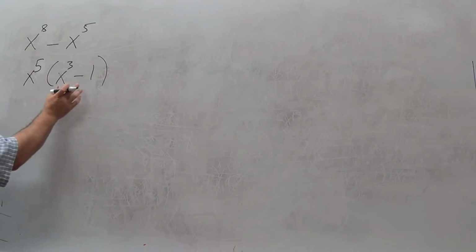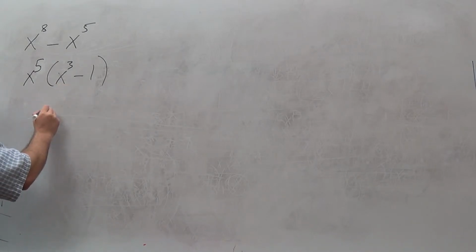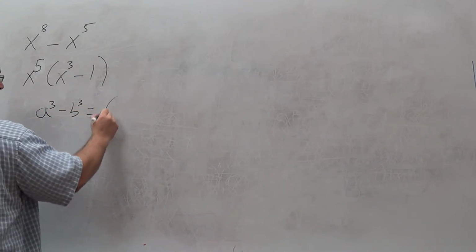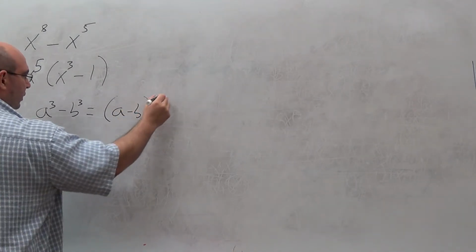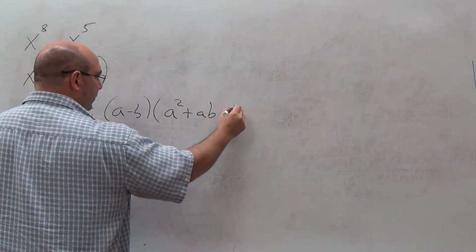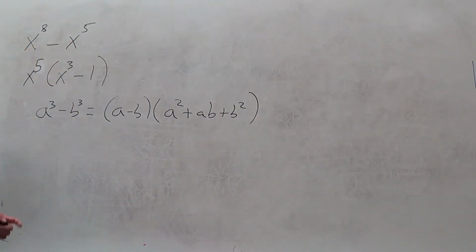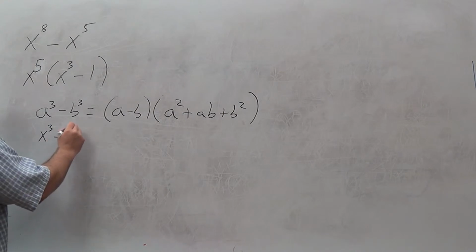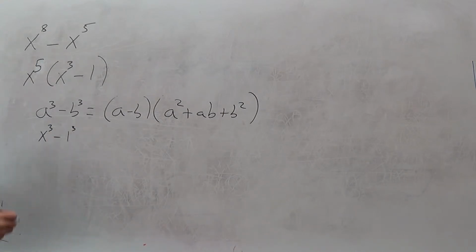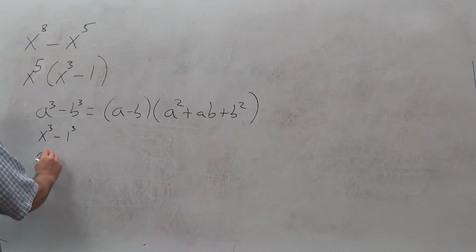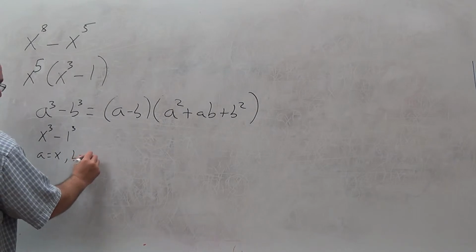Okay, now this right here should remind you of a cubed minus b cubed is equal to a minus b times a squared plus ab plus b squared, right? Our formula here. So if I'm looking at this, I know that this is really x cubed minus 1 cubed. Negative 1 times negative 1 times negative 1 will give me my negative 1. So my a is equal to x, my b is equal to negative 1.